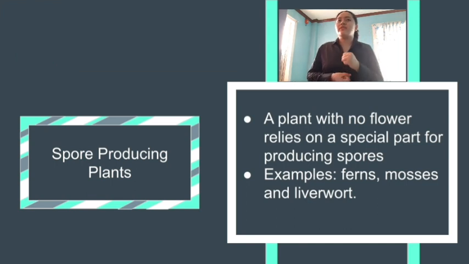Let's move on to the spore-producing plants, which is under the non-flowering plants. A plant with no flower relies on a special part for producing spores. For example, fern, mosses, and liverwort.